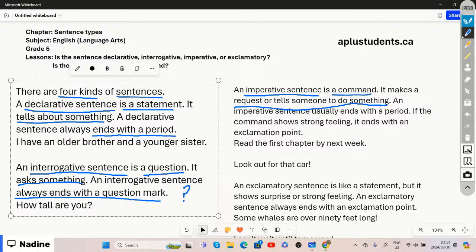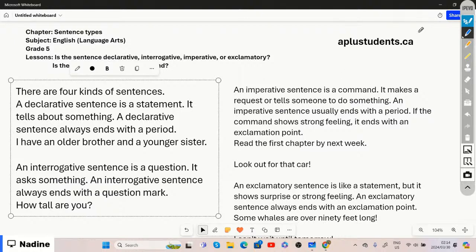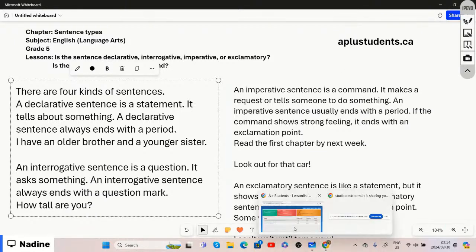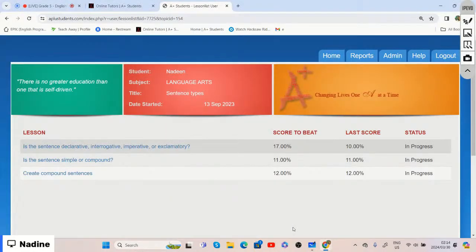All right. So now we are doing our tutorial lesson on aplusstudents.ca. So let's go to aplusstudents.ca and then we're going to do our tutorial lesson as well as our test. All right, so our chapter is sentence types. And the first lesson that we're going to focus on is the sentence: declarative, interrogative, imperative, or exclamatory, right?